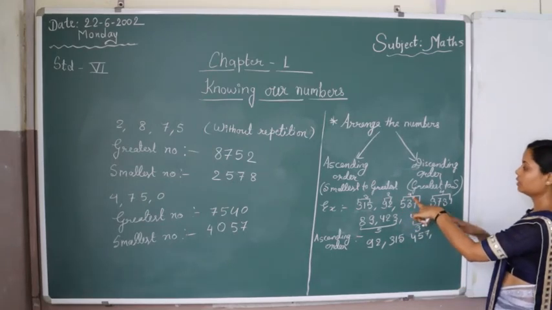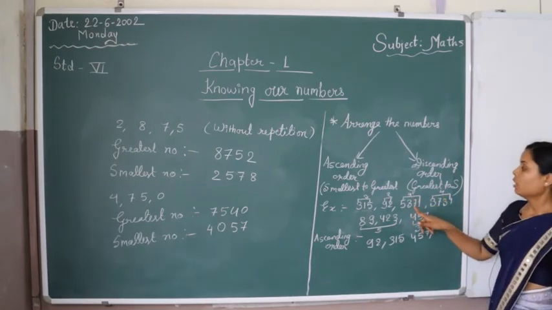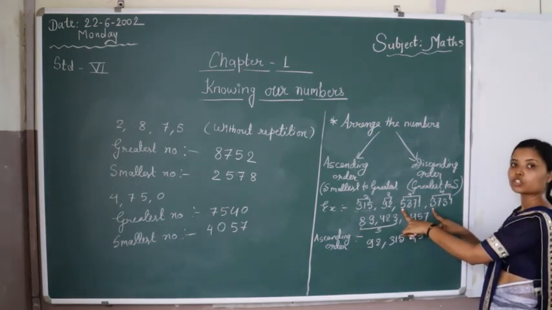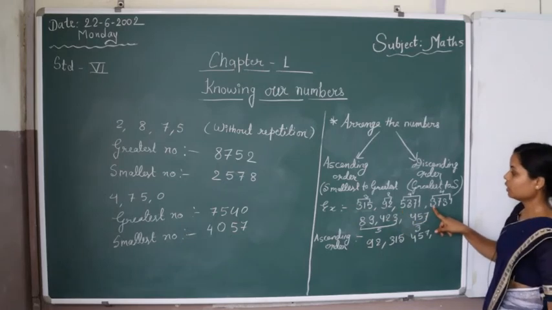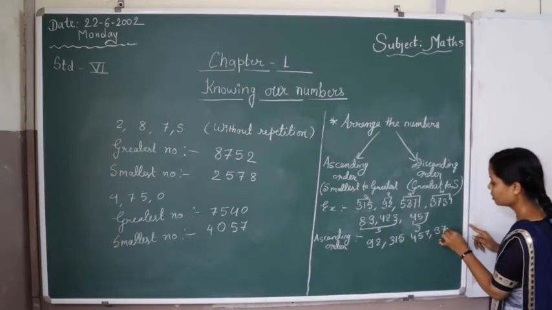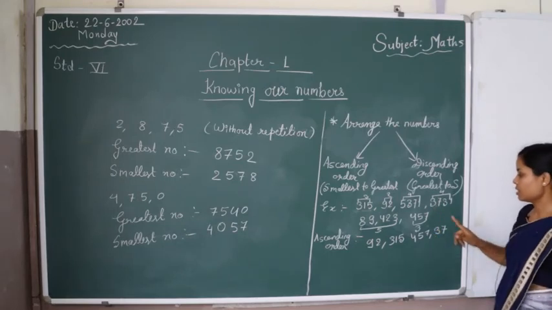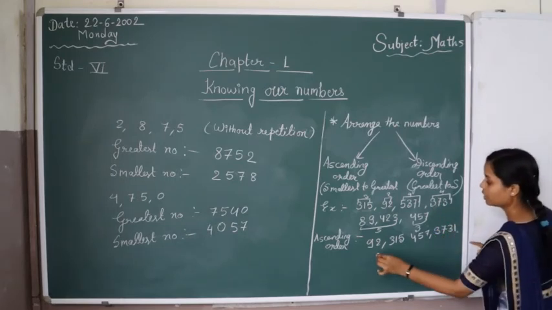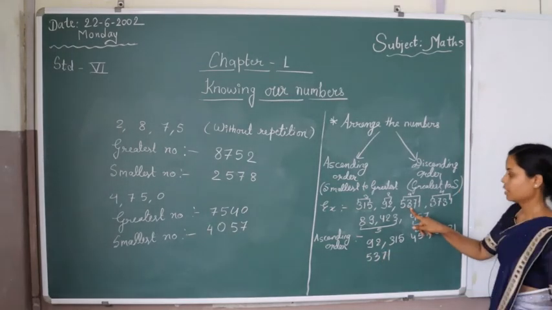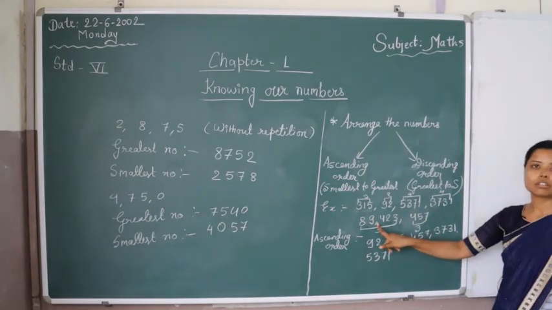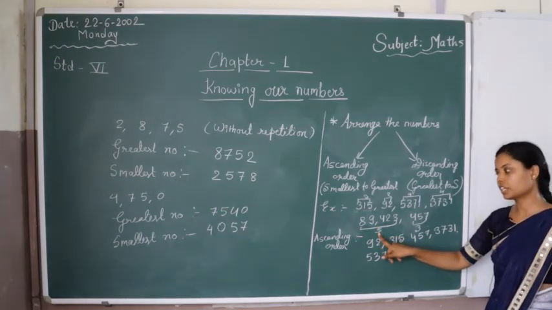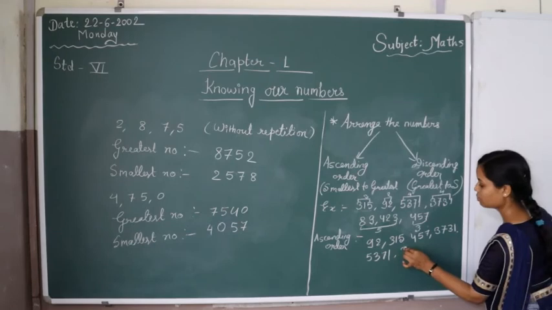Then we look at the 4-digit numbers. We will compare their first digits also. 3 is smaller than 5, so we write first 3731 and then 5371, and at last the number with 5 digits. So this is the greatest number, we write this number at last.